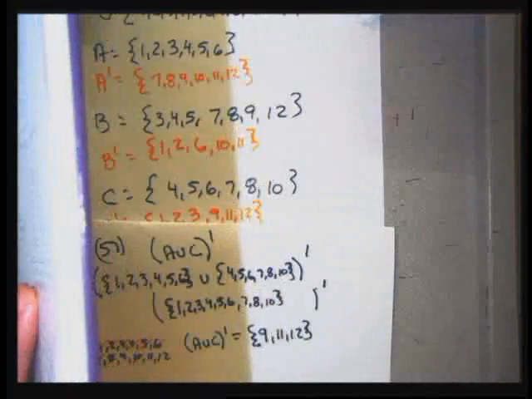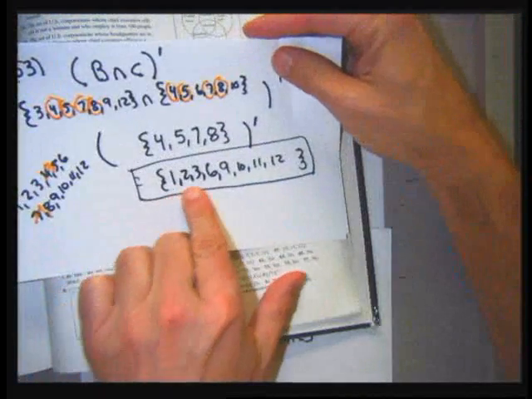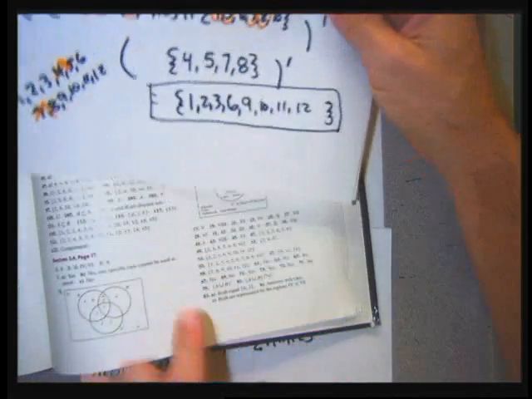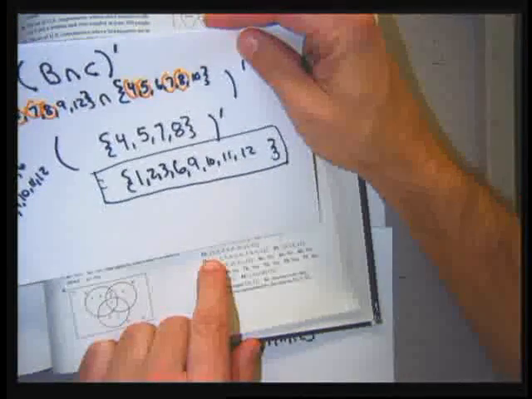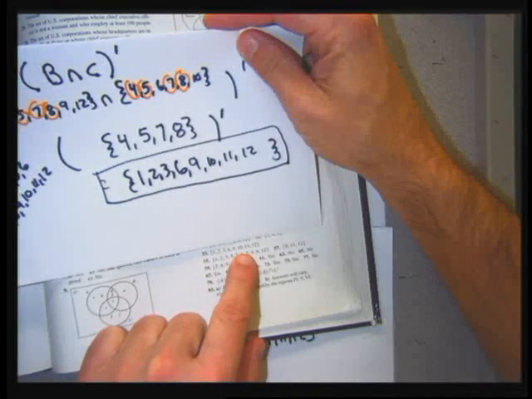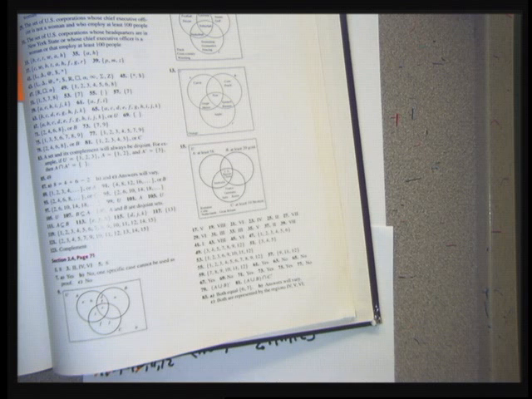For that matter, I did problem 53, and when I did problem 53, I wrote 1, 2, 3, 6, 9, 10, 11, and 12. And when I look here for 53, I see 1, 2, 3, 6, 9, 10, 11, and 12. So it's always a good idea when you do your homework problems to check your answers, because that way you can make sure that you're right. Then if you're not right, then you can ask me to figure out what went wrong.